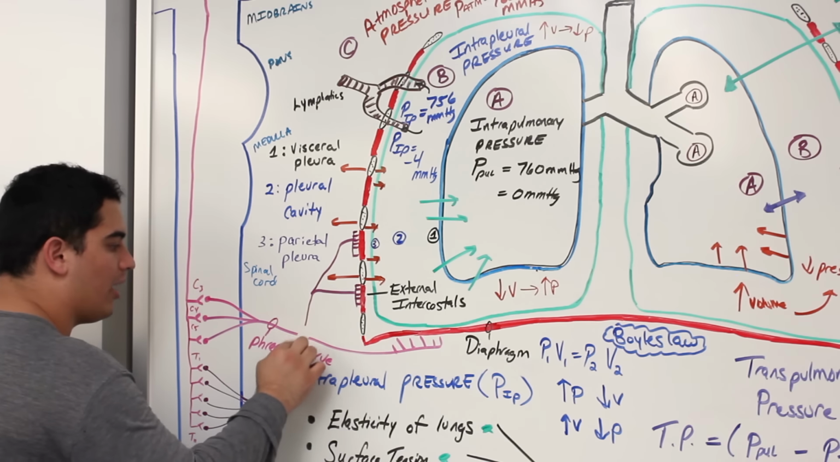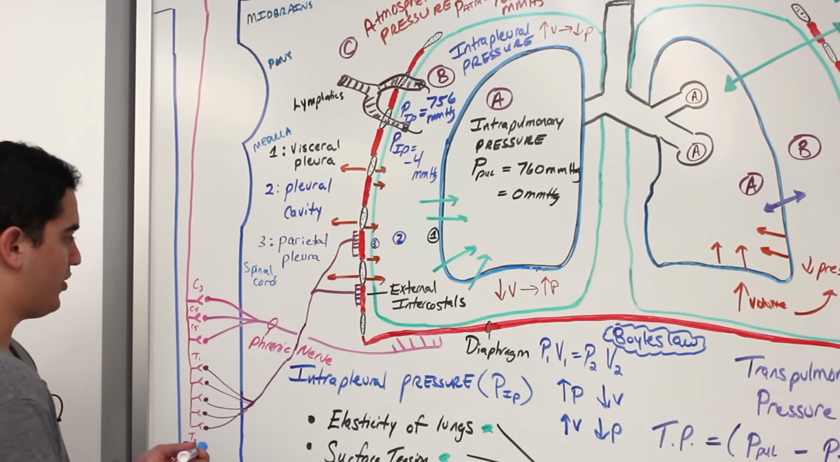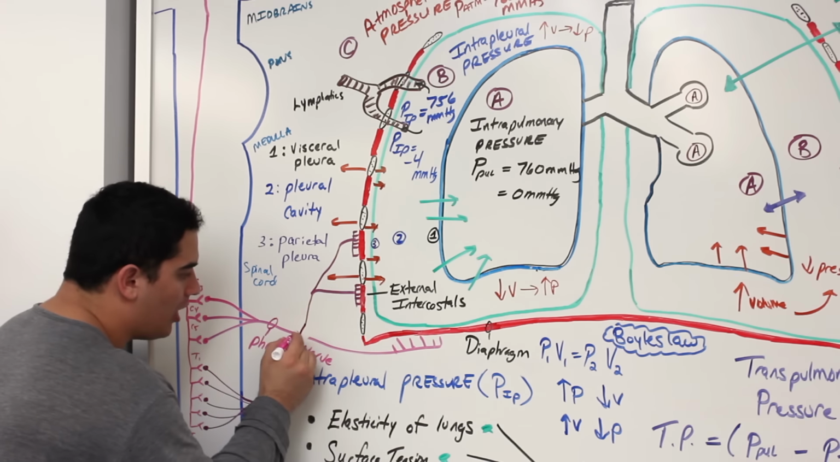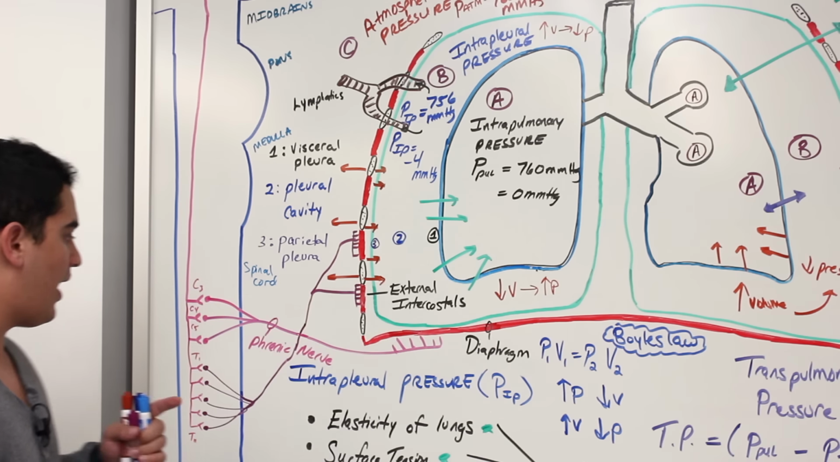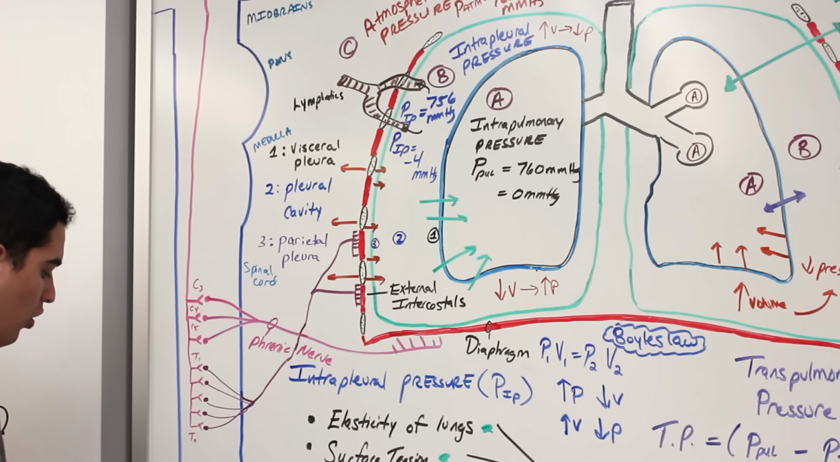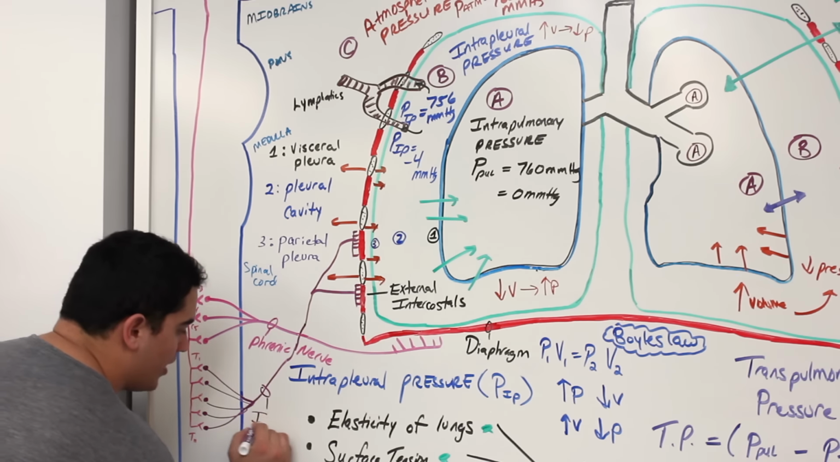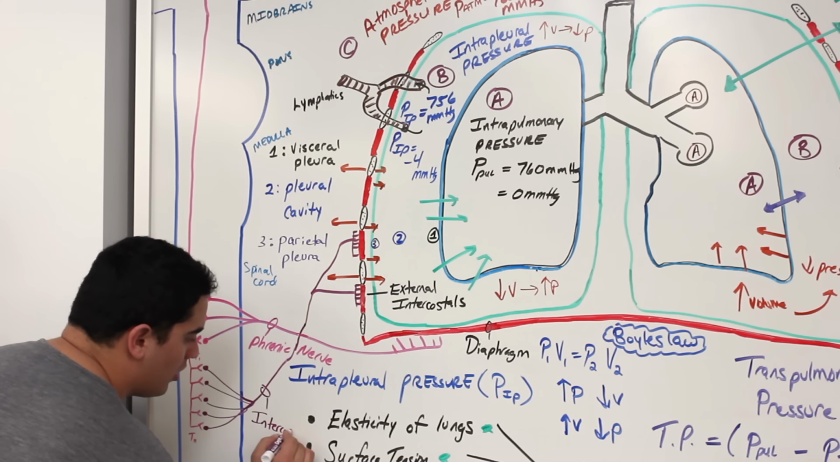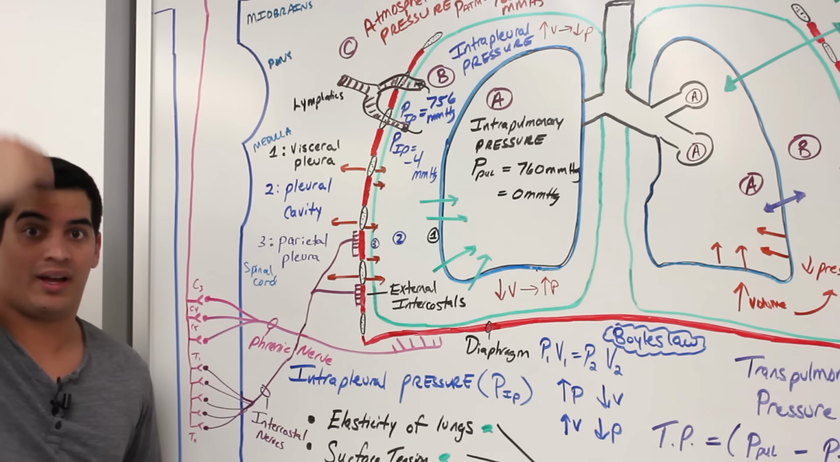So far, what do we have? We get the phrenic nerve coming from the C3, C4, C5 nerve roots, innervating the diaphragm. Then from T1 all the way down to T11, we have the intercostal nerves. And these could be activated by cortical control.